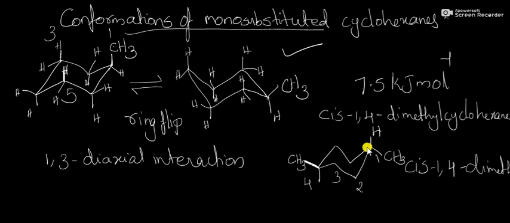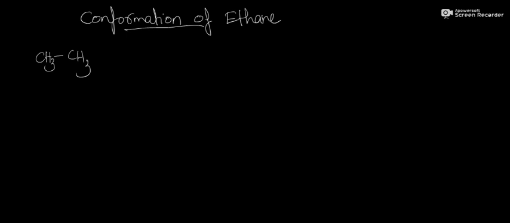If this conformation undergoes ring flip, both the CH3 groups will become axial, and that is the least stable conformation of 1,4-dimethyl cyclohexane, in which both the CH3 groups are at an axial position. Next is conformation of ethane.